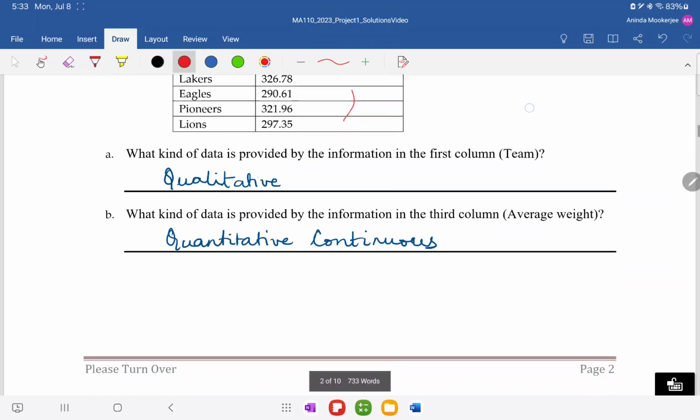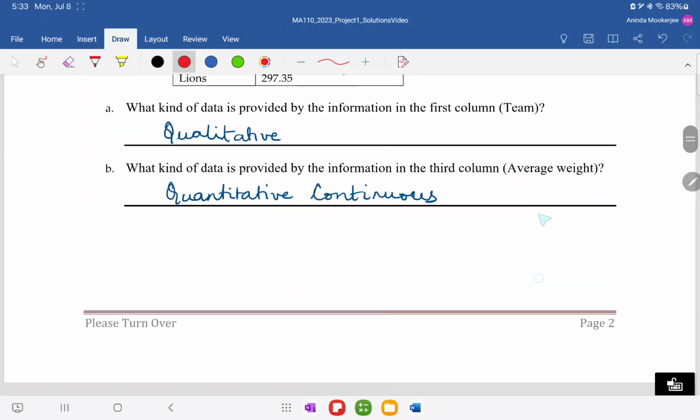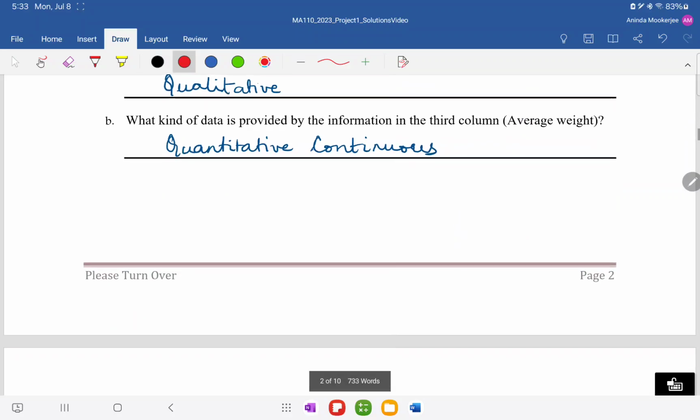So that answers these questions. I don't think there's any part to this question. All right, so that answers the first 5 questions in this test. So let's go on to the next one.